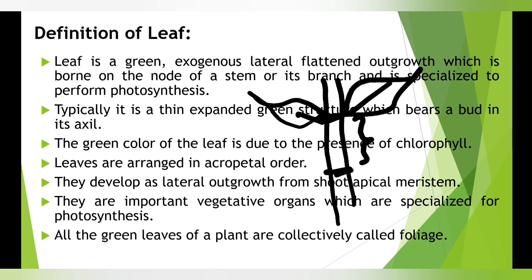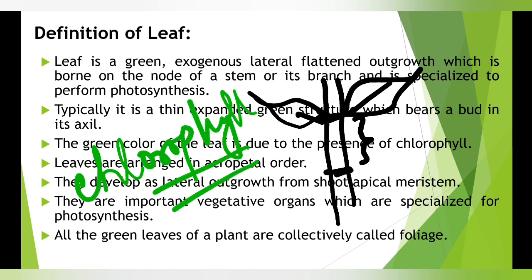And it is a specialized structure to perform the process of photosynthesis. Typically it is a thin, expanded green structure and bears a bud in its axil. The green color of the leaf is due to the presence of chlorophyll. Chlorophyll pigment is present in the leaf so that it is able to perform photosynthesis.